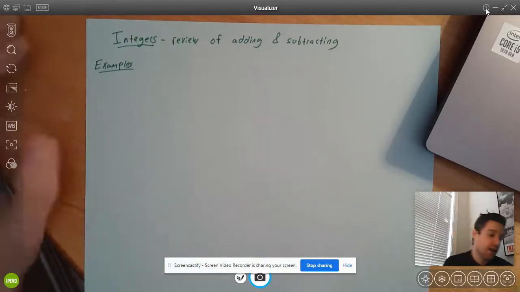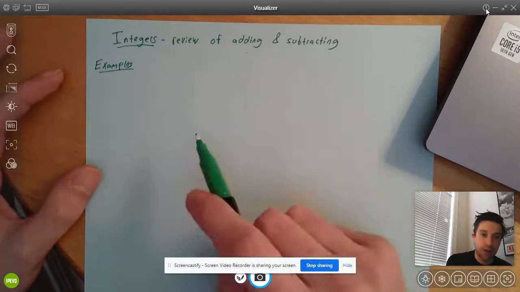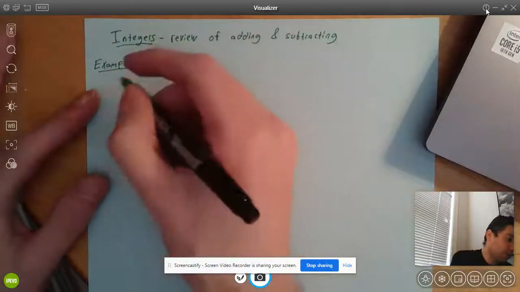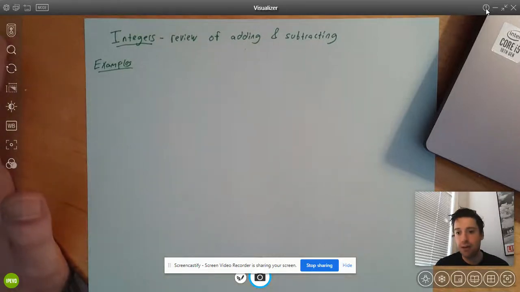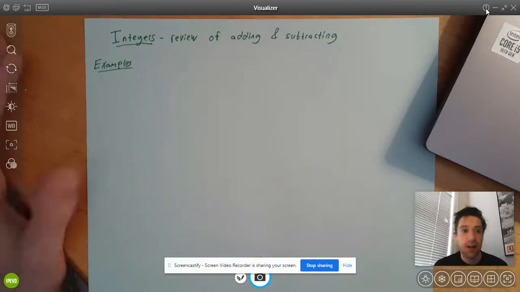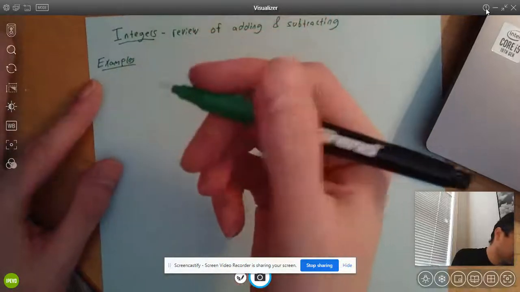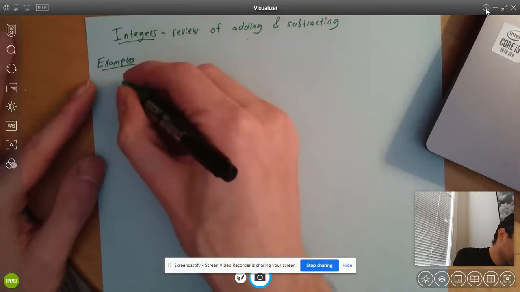In particular today, we're going to review adding and subtracting integers and what to do when you have two signs in a row. A sign in math is whether a number is positive or negative. The only number with no sign is actually 0. It's neither positive nor negative. So let's look at an example.